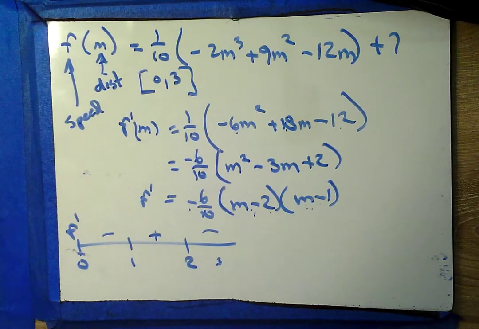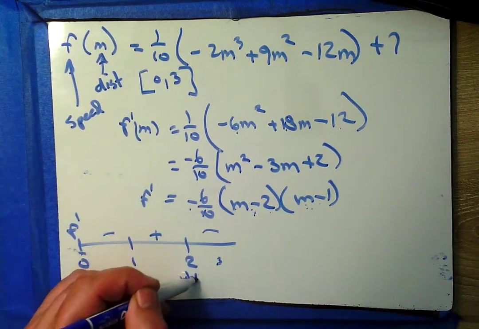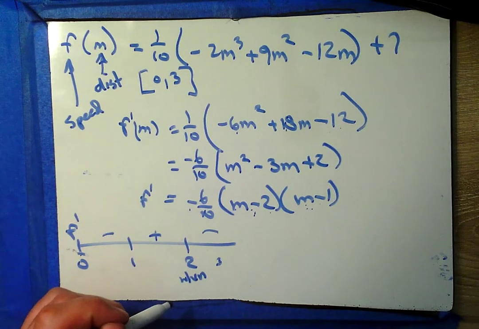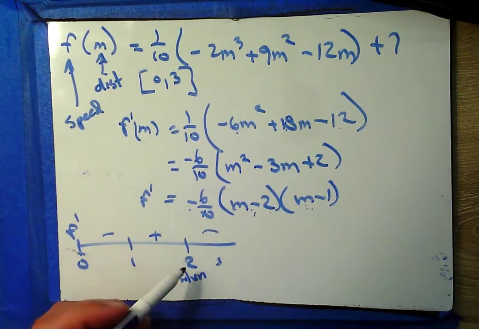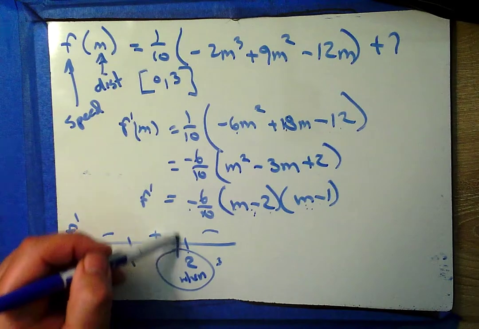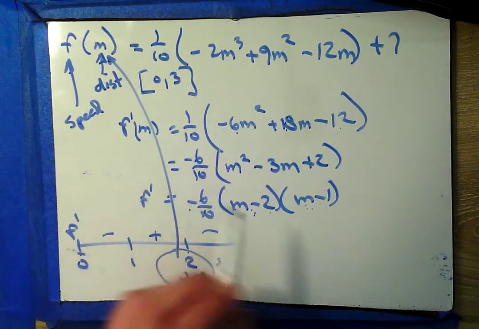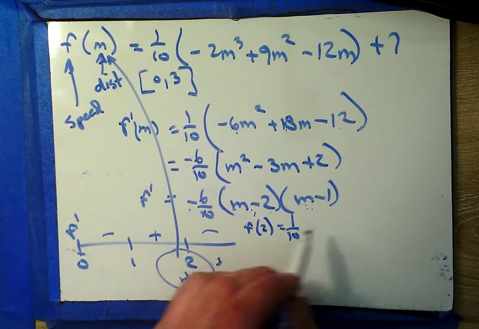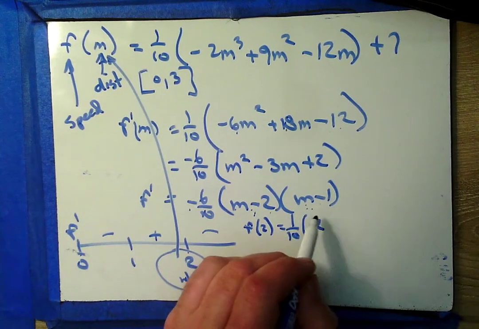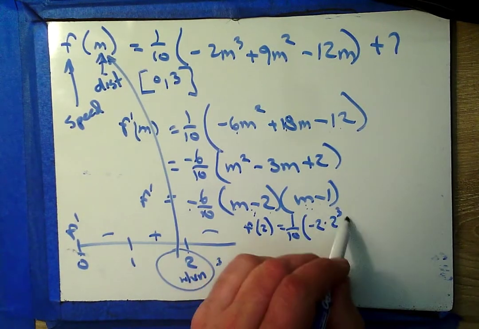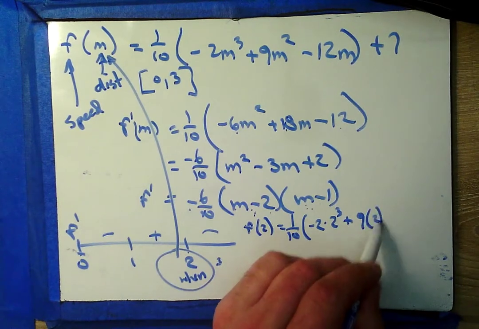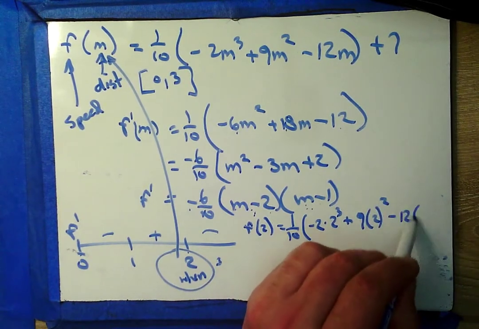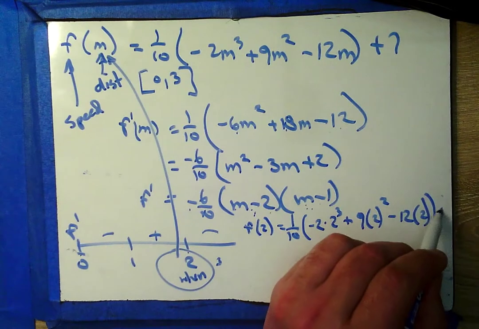They were asking, on 0 to 3, the maximum speed. Well, this is when the maximum occurs, but what is the maximum speed? Well, I have to take this 2 miles and plug it in. I need f of 2, which will be 1/10 times negative 2 times 2 to the third plus 9 times 2 squared minus 12 times 2 plus 7.